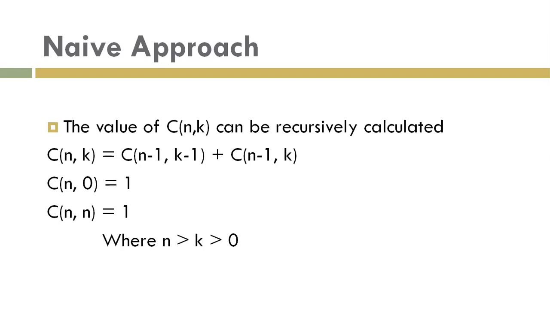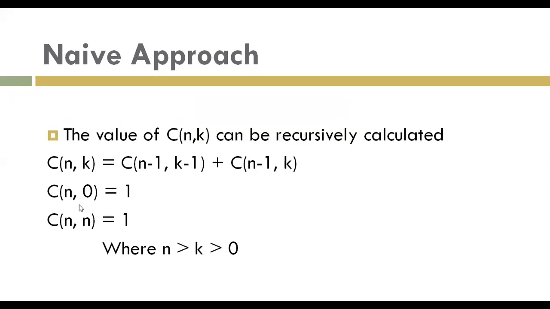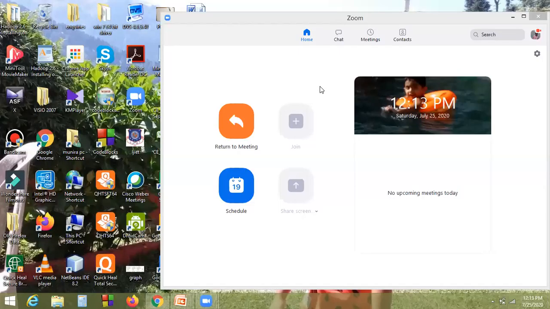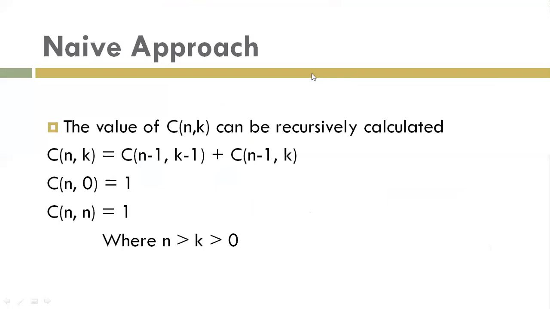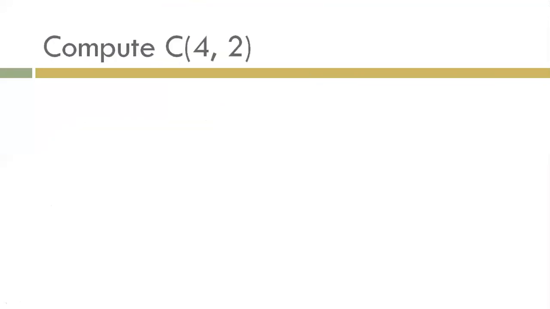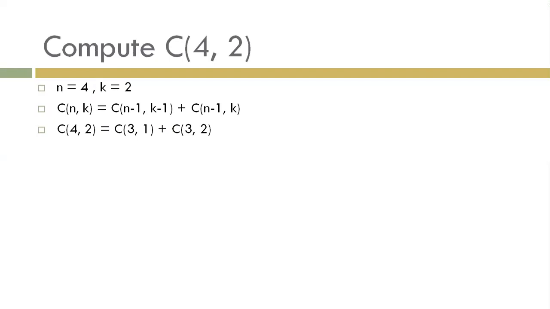Now, we have still not discussed any dynamic method. This is basically just a naive or basic approach. Using this basic formula we will calculate C of 4 comma 2. Here n's value is equal to 4 and k's value is equal to 2. The formula for calculating C of n comma k is C of n minus 1 comma k minus 1 plus C of n minus 1 comma k. Let us substitute the values of n and k in this formula.